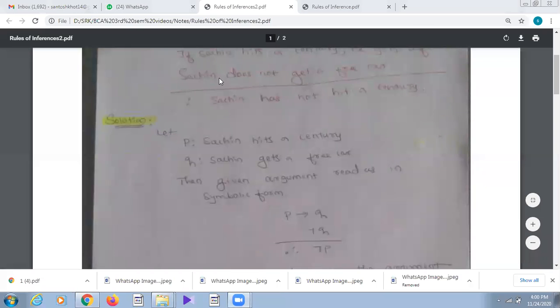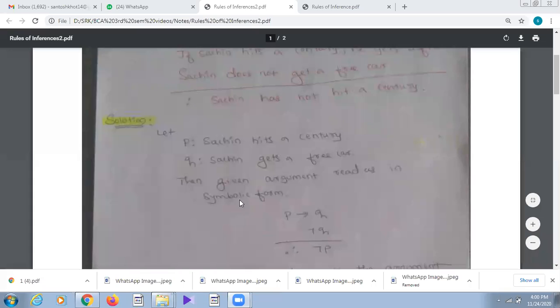Okay, second premise: Sachin does not get a free car. Already "Sachin gets a free car" is there, so this is the opposite of it, that is "does not get a free car", which is the negation of Q. So the second premise we denote as negation Q. This line will be as it is.